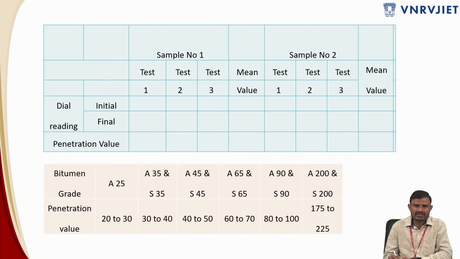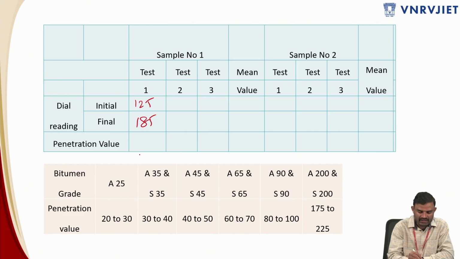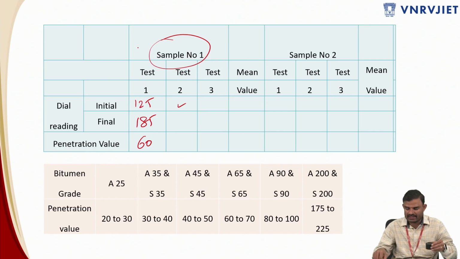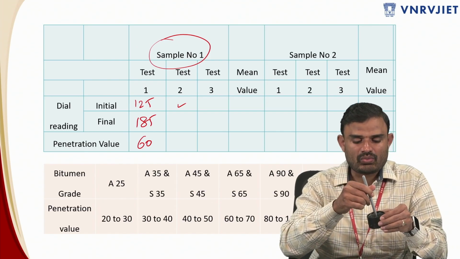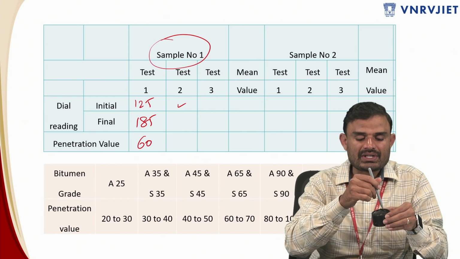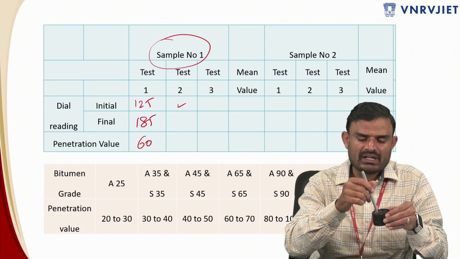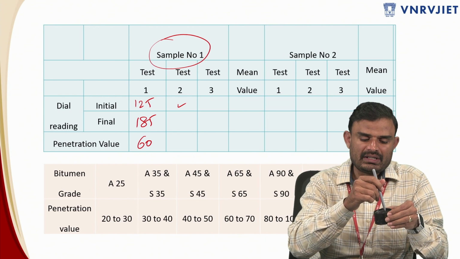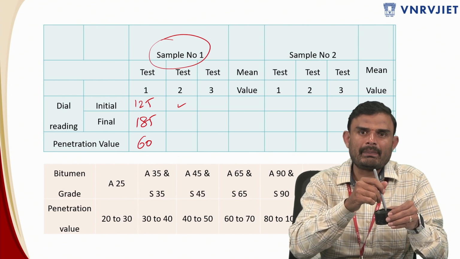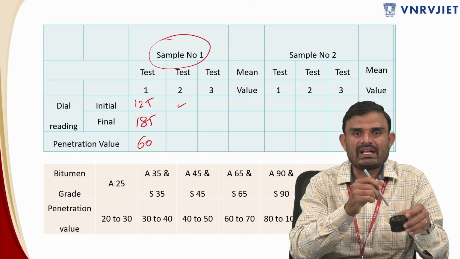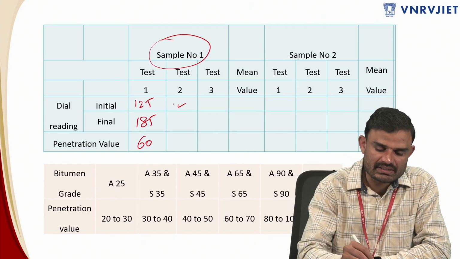Here is the observation sheet for penetration value. The dial readings, initial and final, are 125 and 185, so the difference, the penetration value, is 60. Similarly, you have to take 3 observations for the same sample. You take the readings at 3 different locations, such that they are at least 10 mm away from the periphery of the mold. At the same time, the distance between 2 points where you are taking readings should not be less than 10 mm. So you take them in the form of a triangle in 3 locations.